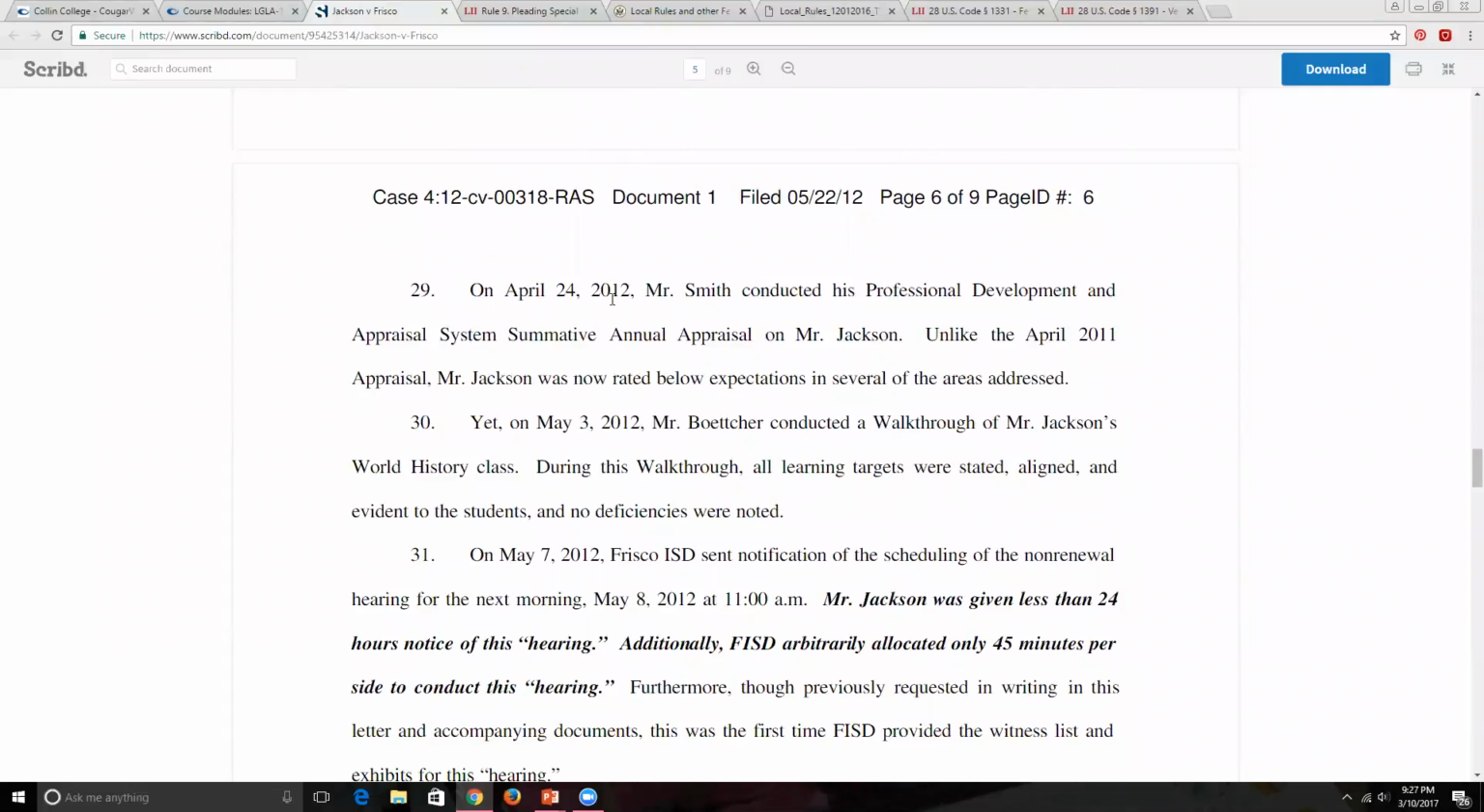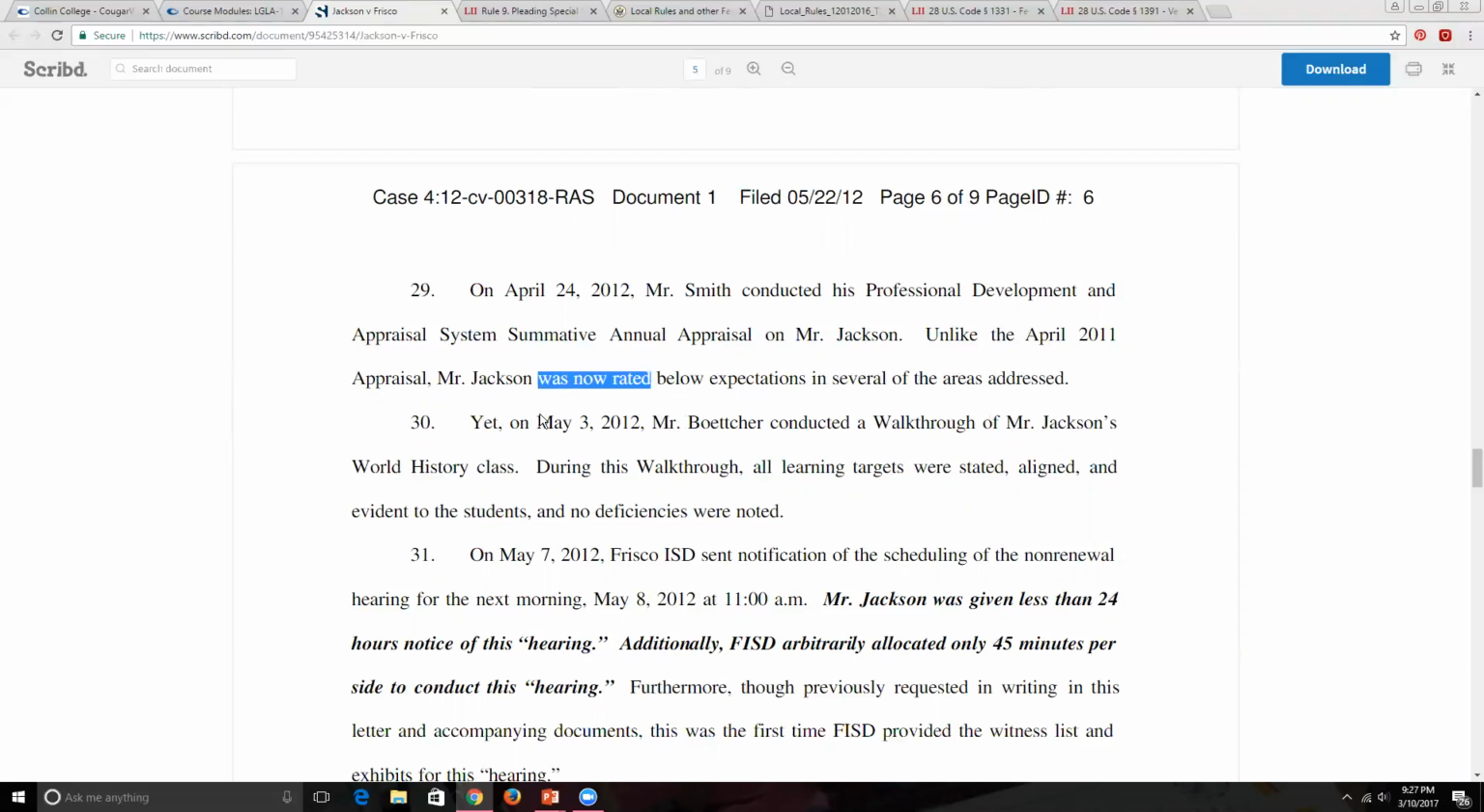On April 24th, 2012, Mr. Smith conducted his professional development and appraisal system summative annual appraisal on Mr. Jackson. Unlike the April 2011 appraisal, Mr. Jackson was now rated far below expectations in several of the areas addressed. "Was now rated" is passive voice. We ought to say Mr. Smith rated Mr. Jackson now below expectations in several of the areas addressed.